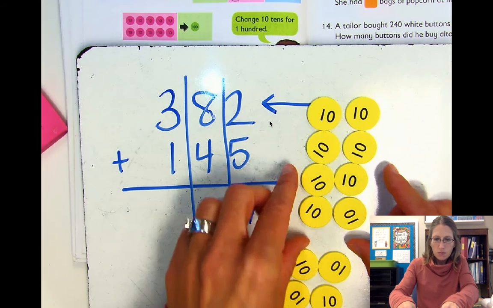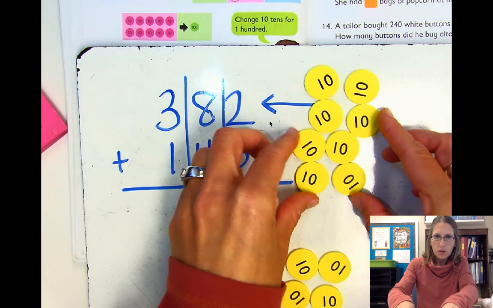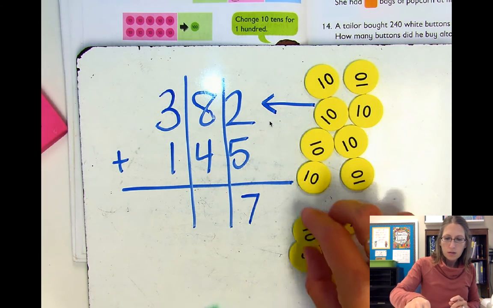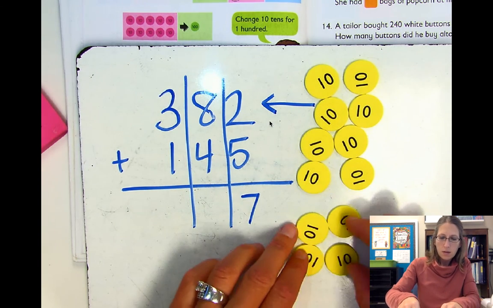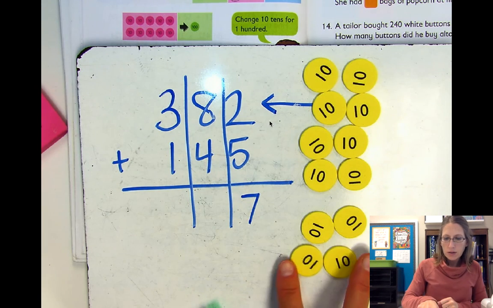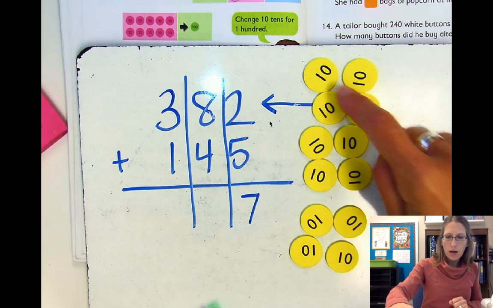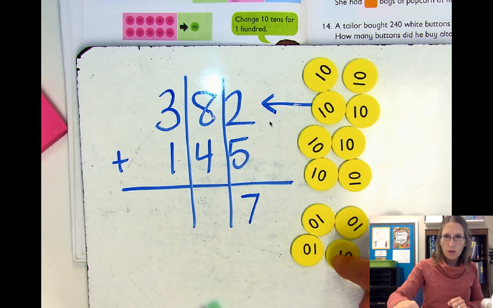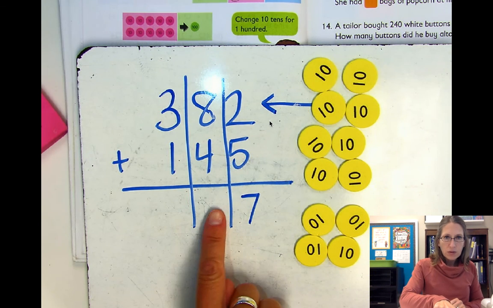There we go. I'm going to scoot this up a little bit so we can see it. Okay, so now we've got 8 tens plus 4 tens. So we've got 1, 2, 3, 4, 5, 6, 7, 8, 9, 10, 11, 12 tens. But we can't put 12 tens here.